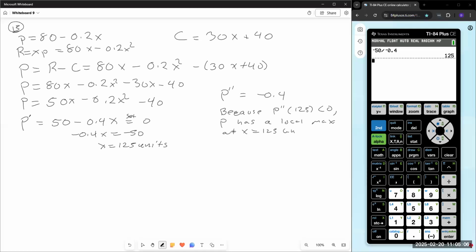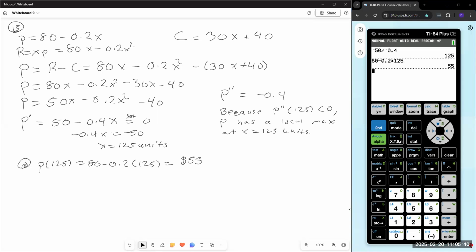So let's find the price that gets us to 125 units and maximizes profit. So little p of 125 is going to be 80 minus 0.2 times 125. It's going to be $55. So that was part A.